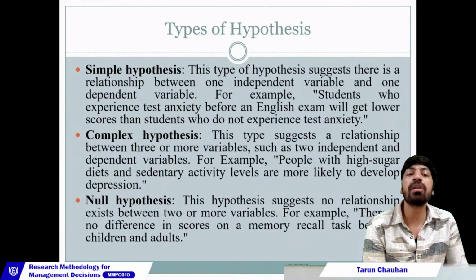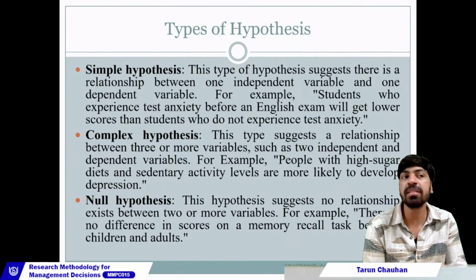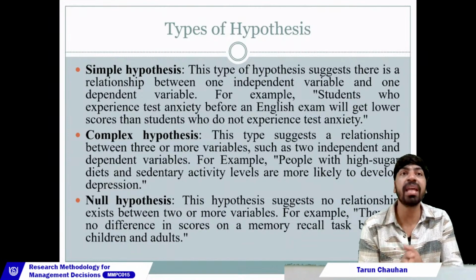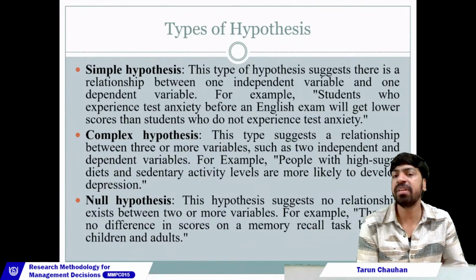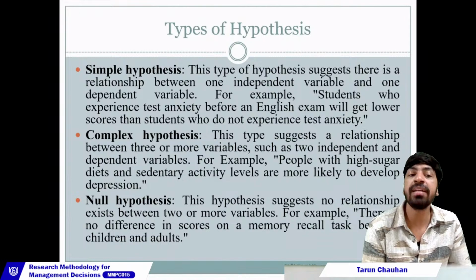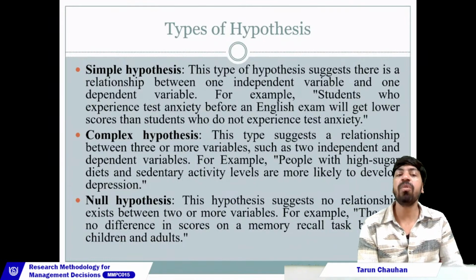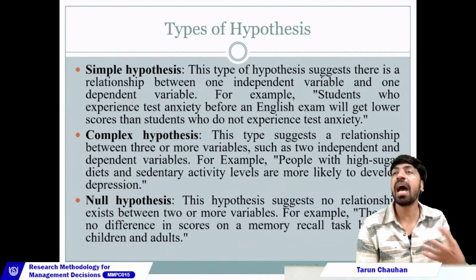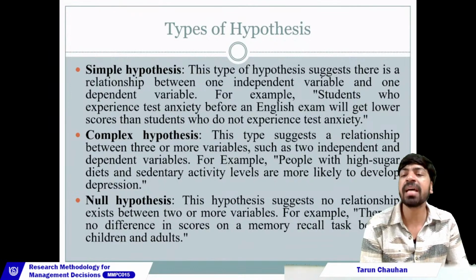Let's talk about the complex hypothesis. When we talk about the complex hypothesis, it mainly involves three or more variables. It could be four, it could be five. Such as, let's take two independent and two dependent variables. For example, the people who have a high sugar diet or sedentary lifestyle are more likely to develop depression.